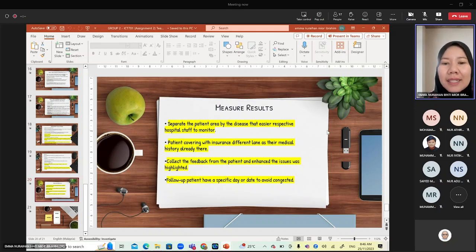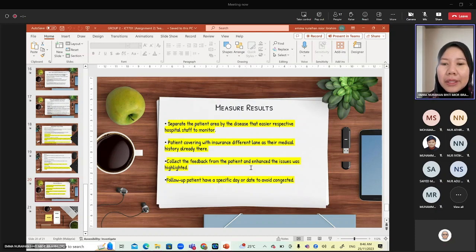Yeah. Patient covering with insurance differently as their medical history already there. Ya ke? Ya? Are you sure? Ya, kalau dia pergi public hospital macam mana tu? Public hospital ada insurance ke? Tak ada kan? Macam mana? Vague juga dia punya result kat sini ya.